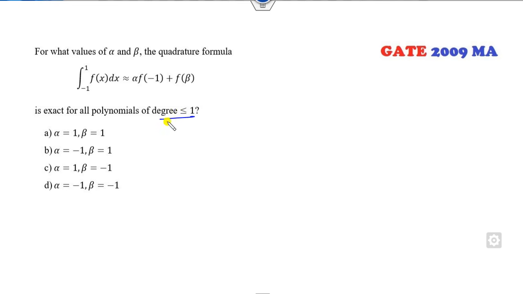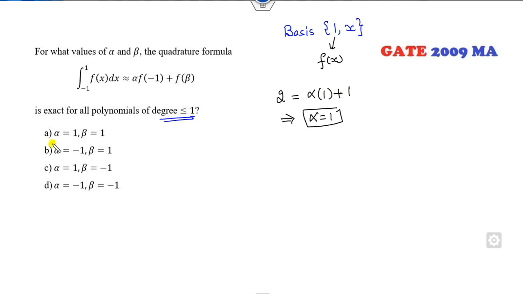Look at this one again. Now it says degree is less than equal to 1. So what are my bases? 1 and x. So firstly, I can take f of x is my 1. Substitute here 2. This is alpha of 1 plus 1. So what is the answer of the alpha? It is 1. So B option cancel, D option cancel.